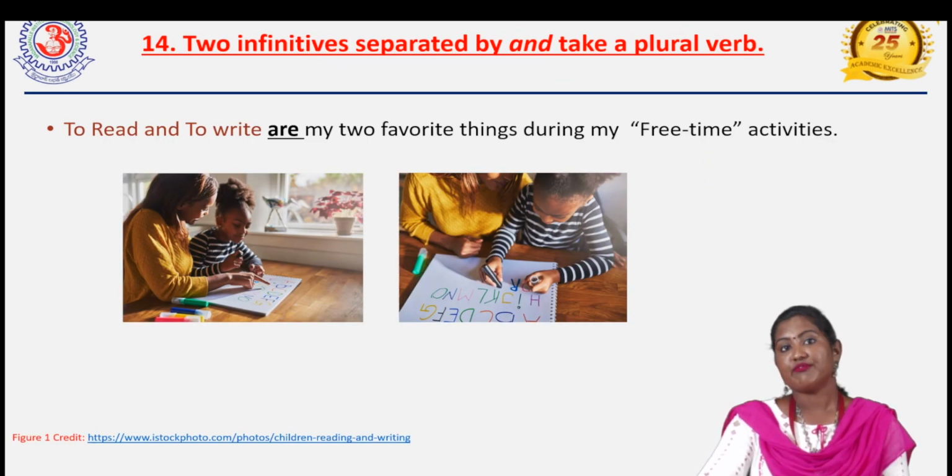So infinitives. What is an infinitive? To, TO. So when we find double infinitives separated by and, take a plural verb. So to read and write are my two favorite things during my free time. To read and to write. So look at the concept. To read and to write are two different things. So we have to treat them in a separate way, and we have to select the plural verb, are, my favorite things during my leisure time.